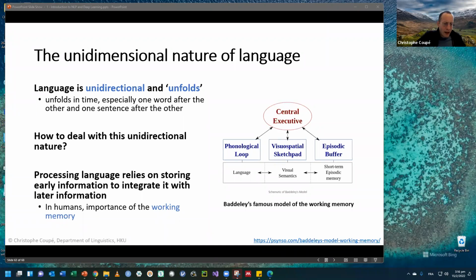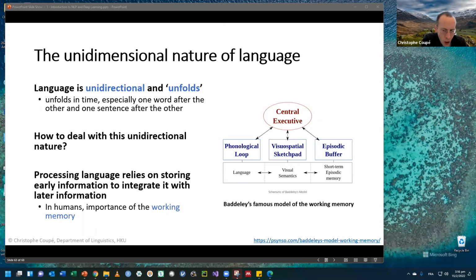So if I come back to what I was saying, the words come one after the other. They unfold, right? Language unfolds. You say something and then it quickly disappears, one word after the other, one sound after the other, and then one sentence after the other. So when you create deep neural networks as systems to process language, you need to be able to deal with this unidirectional nature.